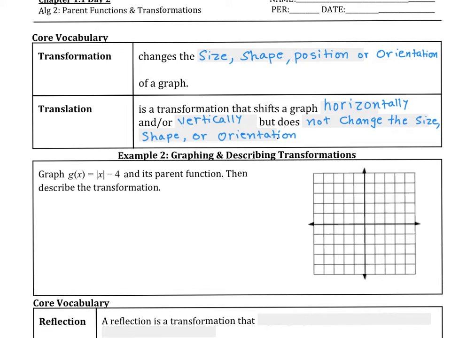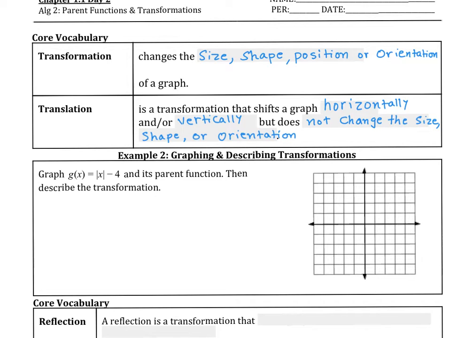Chapter 1.1, Day 2, Parent Functions and Transformation. Vocabulary for that, first one is transformation. So change in size, shape, position or orientation of a graph. That's called transformation. So for example, if the graph is given to you and you change its shape or size or position, it's all under the transformation.